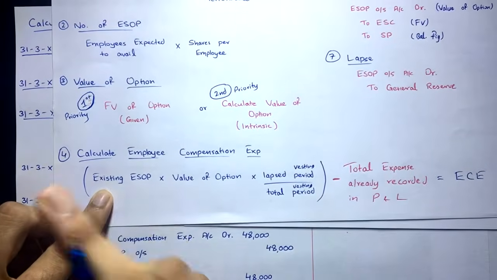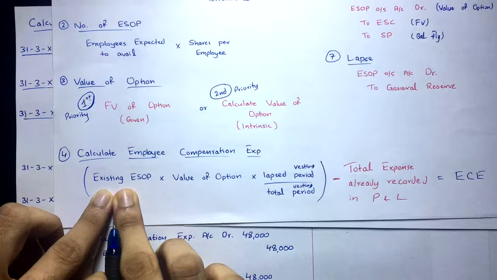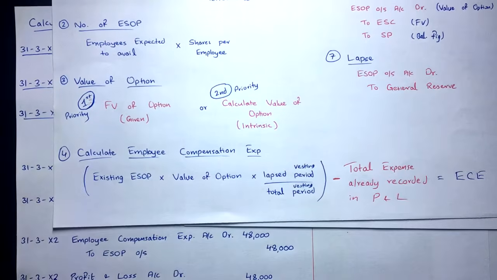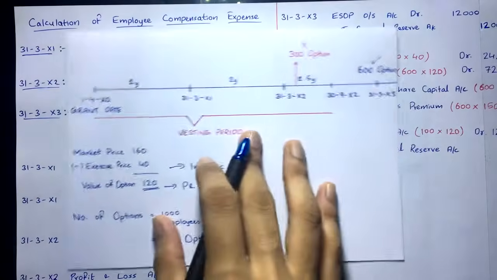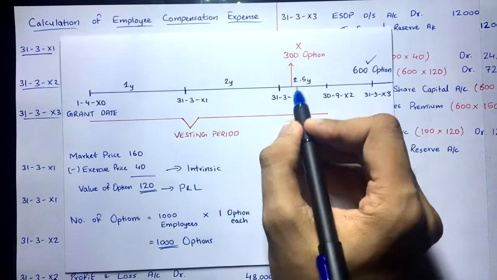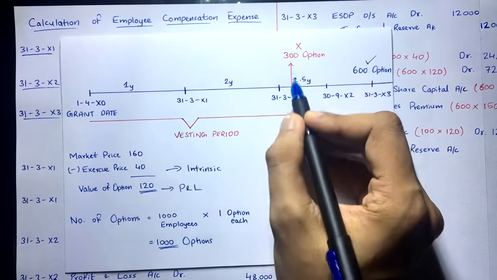1000 options are going to be exercised. 1000 options will be exercised in future. So this is an estimate. You are taking an estimate over here. This can change in every year. What can happen? See what happened here: 300 options lapsed, right? 300 options lapsed here, right?